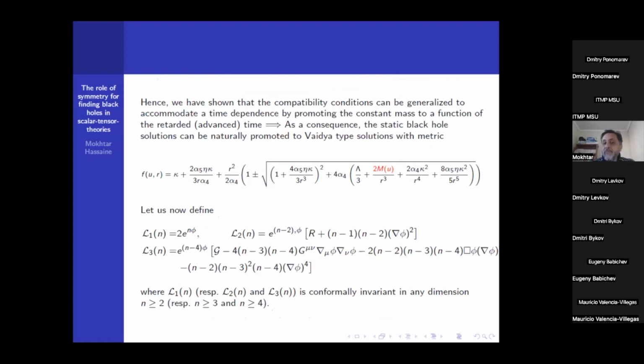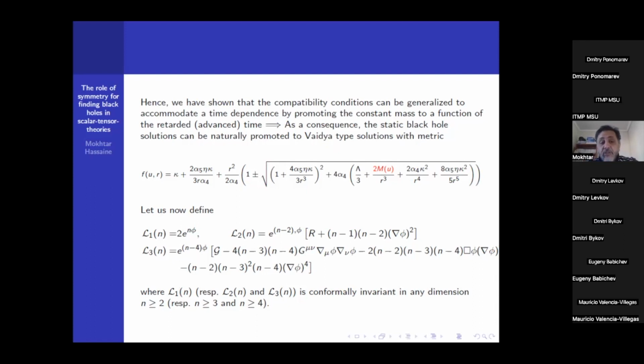to a time dependence. And this can be done just by promoting the constant mass to a function of the retarded or advanced time, as I did. And this automatically is going to be a solution of Vaidya type. It is going to be promoted to a Vaidya type solution. For example, for the BBMB solution, this is not true. It's just for this kind of term.